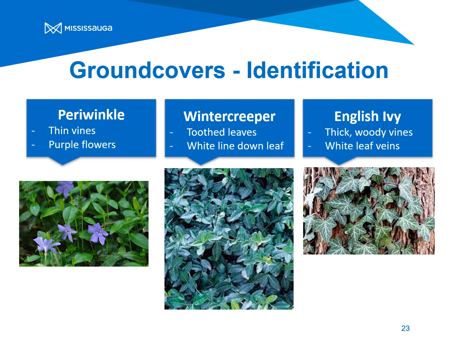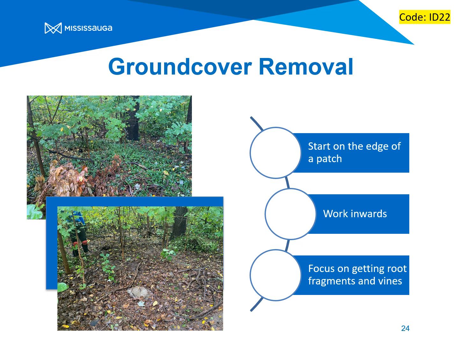Periwinkle has the thinnest stems of the 3 species and has small leaves that are a solid green color. It produces purple flowers with 5 petals. Winter creeper has thicker, woodier stems that are a deeper green with a thin white line down the middle. The leaves have toothed edges. English ivy leaves have a distinct triangular shape, and the veins on the leaves are all white. The vine of English ivy is thick and woody. Please note the code in the top corner of the slide.